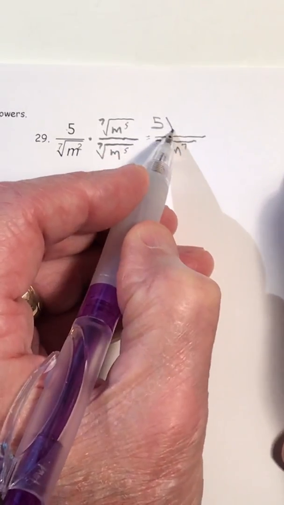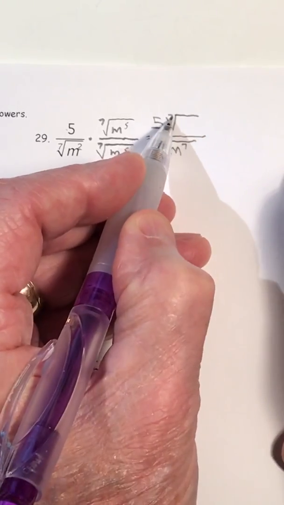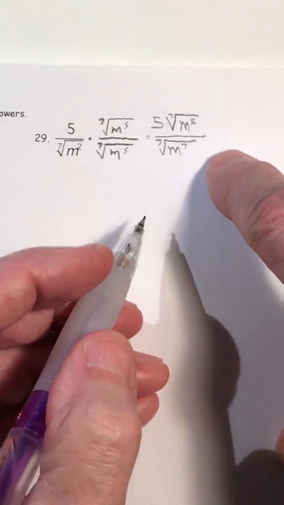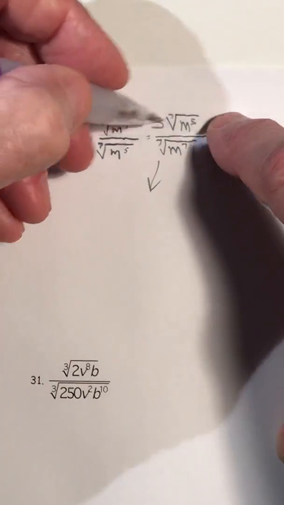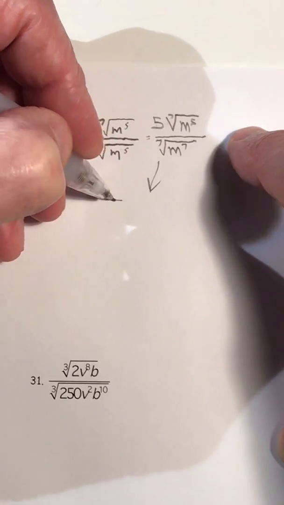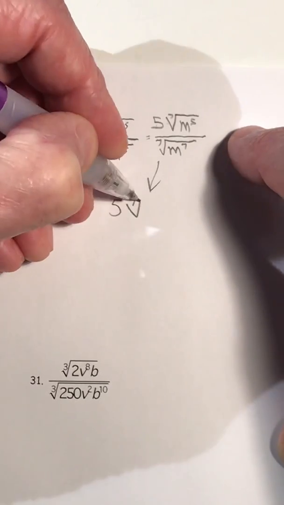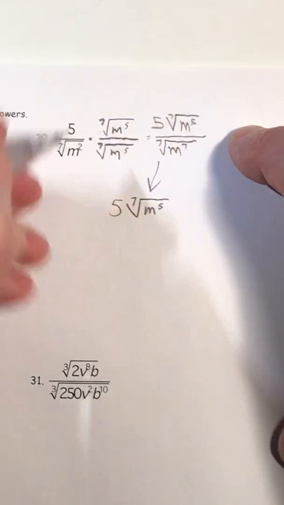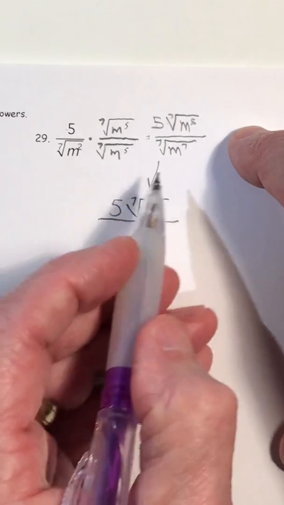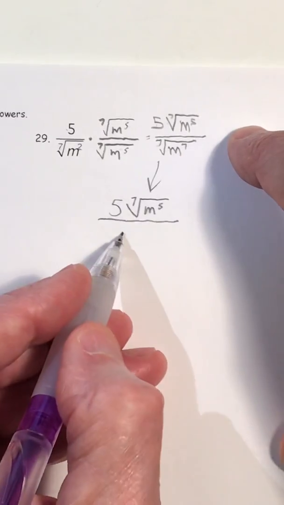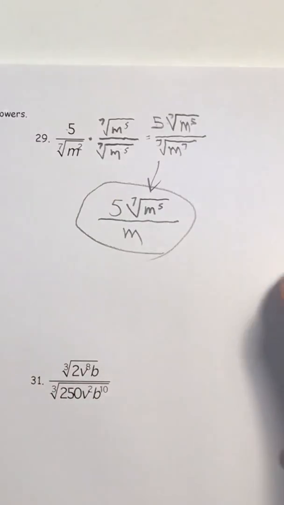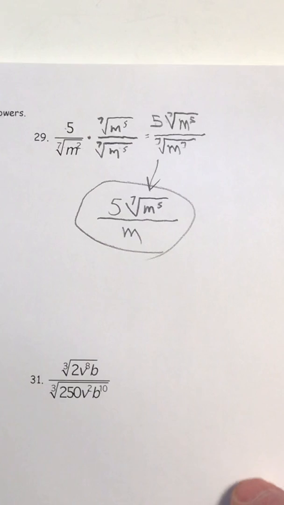And on the top, it's just 5 times that radical. Nothing fancy going on there. 5 times 7th root of m to the 5. Final step. Can't do anything with the top. Just copy it. And downstairs, 7th root of m to the 7th will be m to the 7 divided by 7 is 1. So just a plain old m. Okay. All right then.